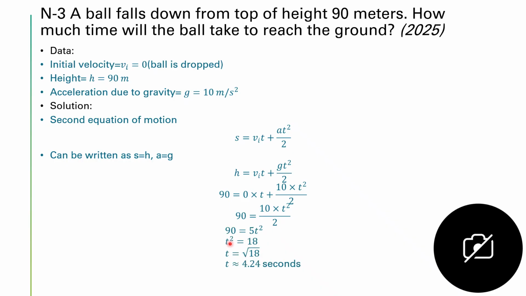In the next step you clearly see 90 divided by 5 becomes 18, and we take the root on both sides. We take t equals 4.24. This is the root of 18. This is the final answer.